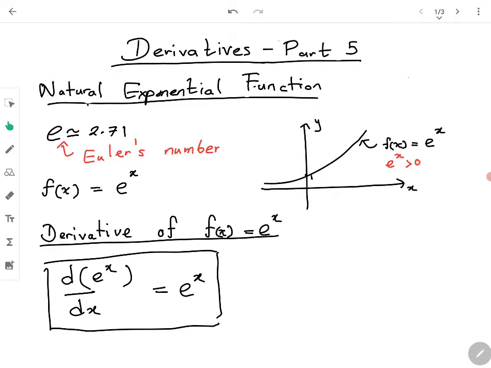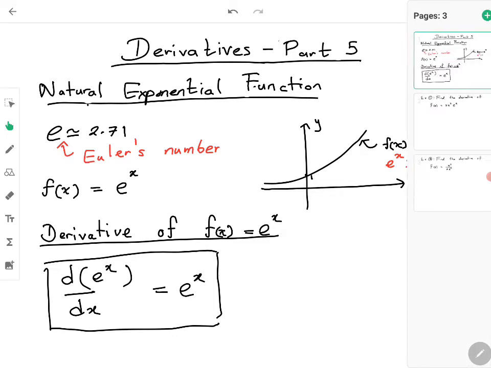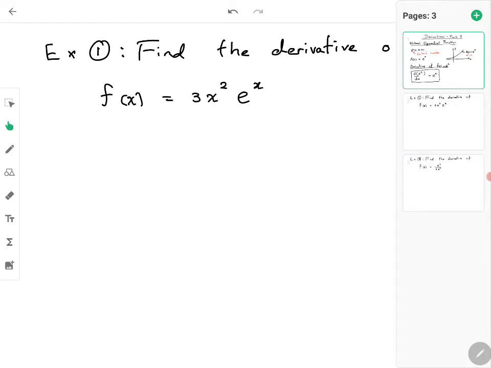Okay. So for this lesson, we want to know how to differentiate this exponential function. And it has a very simple derivative that we can remember. The derivative of the exponential function is just the exponential function itself. So it's one of the easiest rules to remember. So let's do a couple of examples using the exponential function.